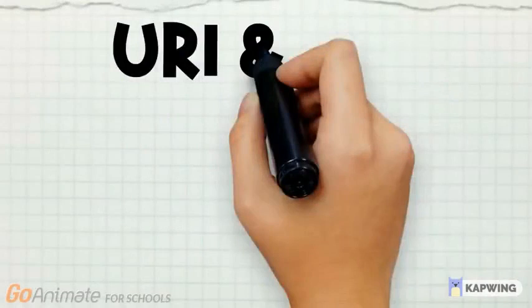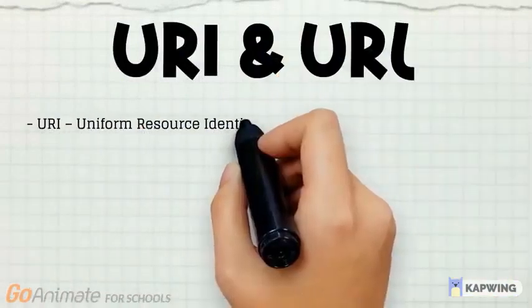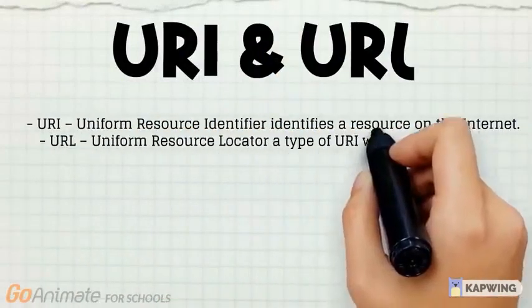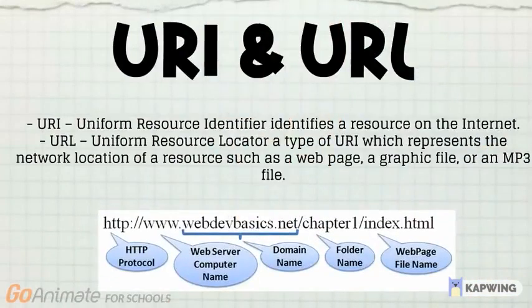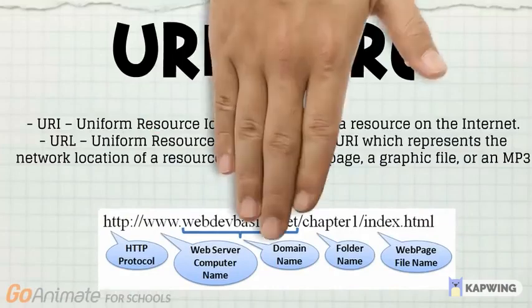A Uniform Resource Identifier (URI) identifies a resource on the Internet, while a Uniform Resource Locator is a type of URI which represents the network location of a resource.